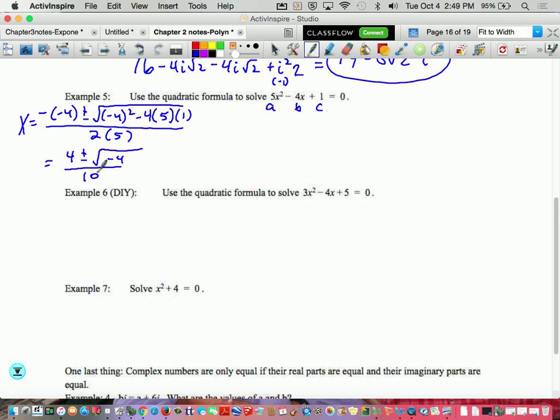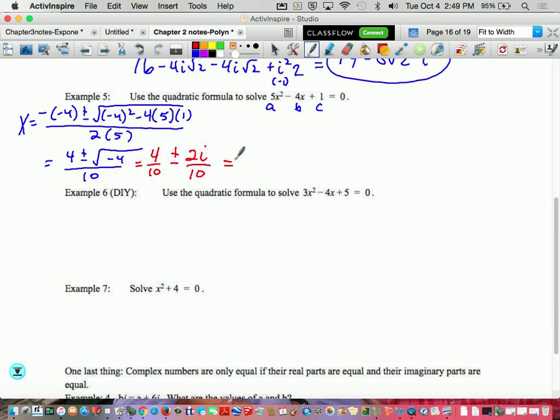So this is one of those quadratics. Normally we would stop and say there is no real solution. But now we can keep going. So I pull the i out front. So I have 4 over 10 plus or minus, I guess, let's pull the i out front, and what's the square root of 4? 2. So I get 2i over 10.